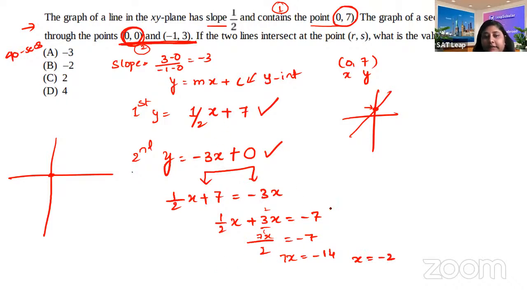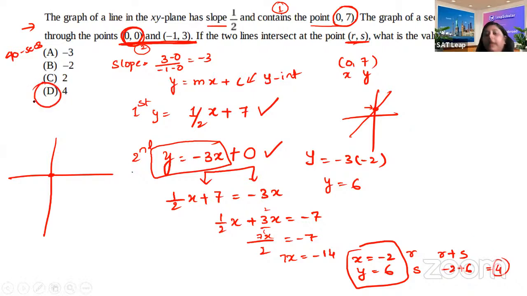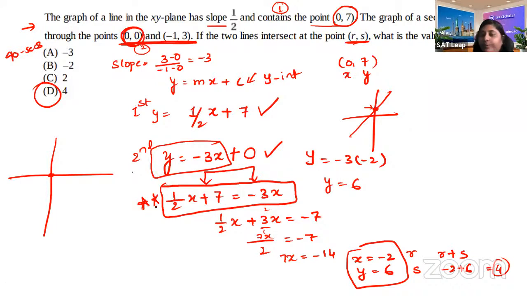If I substitute in any one of the equations, I'm going to get the y value, correct? So substitute in the second equation, which is easier. If I substitute x in the second equation, x is minus 2, y is going to be 6. Now you got the intersection point coordinates, x and y value. What you have to find out is r and s. You have to find r plus s, which is minus 2 plus 6. Minus 2 plus 6 is 4. So the right answer is D here. But the main thing you need to understand is whenever they say two lines are intersecting, you have to equate the equations to find the intersection point. That is the whole point of this question. Hope it is clear to everyone.